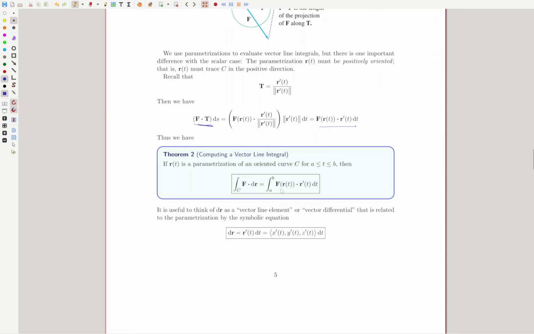But I mean, if you compute enough of these things, you'll end up memorizing this formula, and the same one for the scalar integral, where instead of this you end up having the magnitude. I should emphasize, this is a dot product, right? So you see that f of r of t is a vector here, and this is a vector here. So this is a dot product.